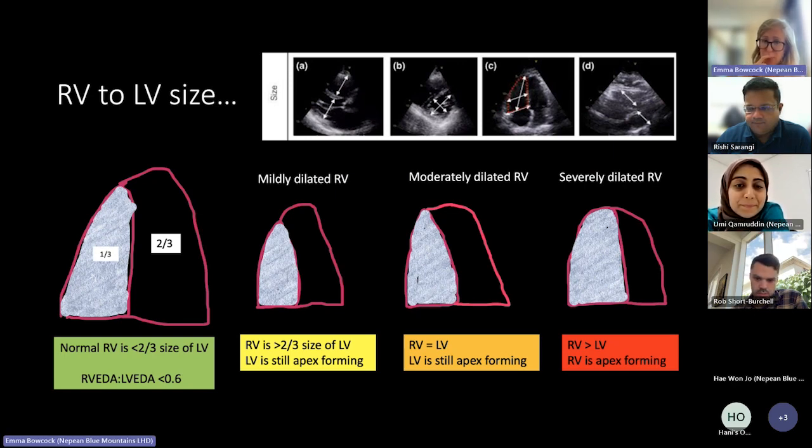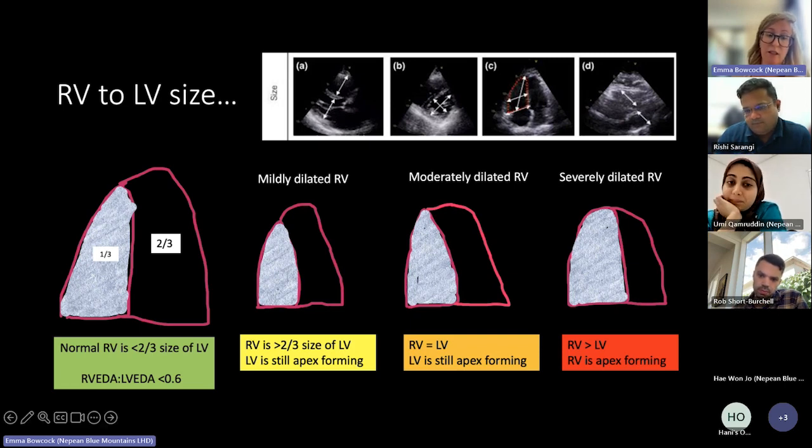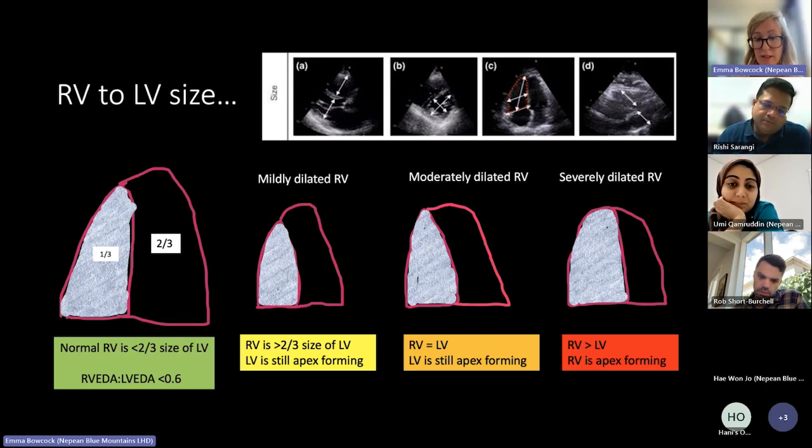So normal RV size, I'll go over this quite quickly, is about a third the size of the LV, so it should be less than 2/3 the size of the LV. You've got a third in the RV and 2/3 in the LV. Your ratio of areas should be less than 0.6. If it's more than this, so more than 2/3 of the LV, but the LV is still apex forming, then that's mildly dilated. This is all subjective, of course.